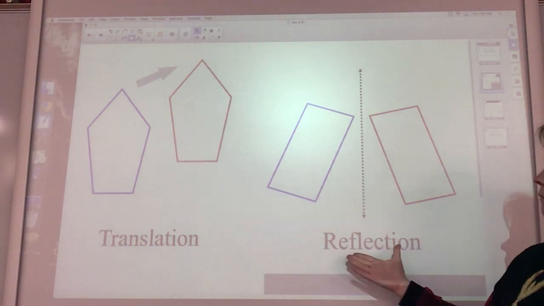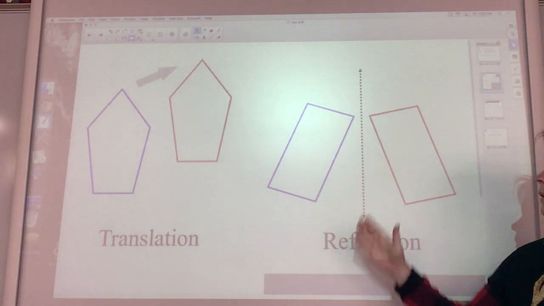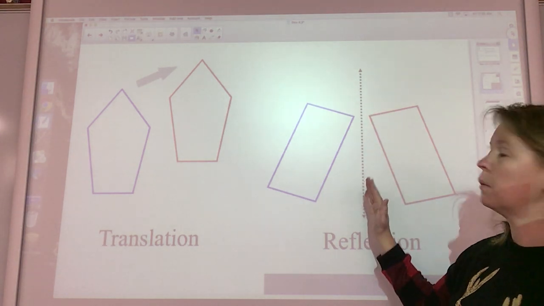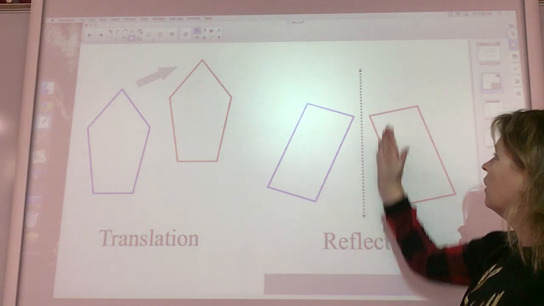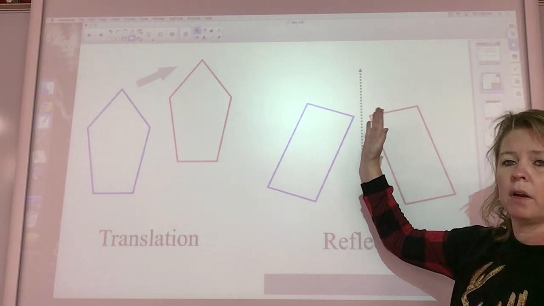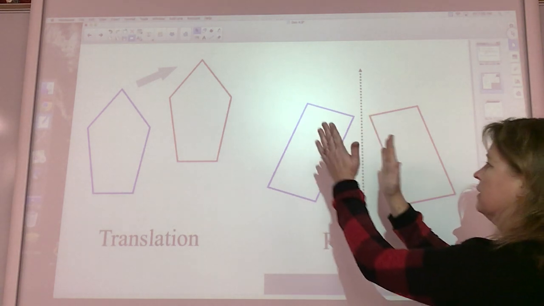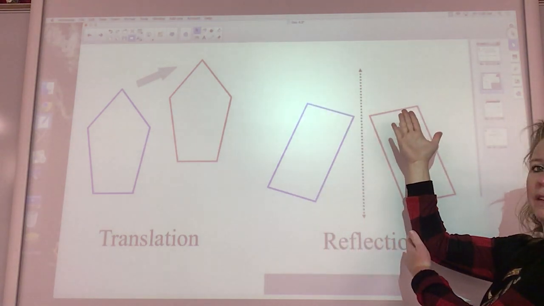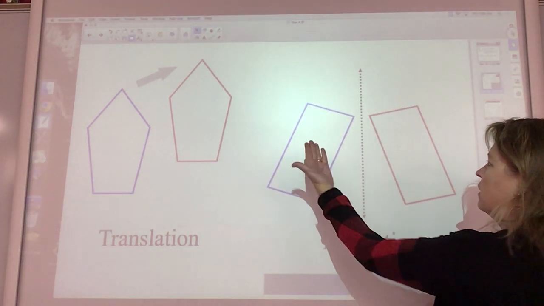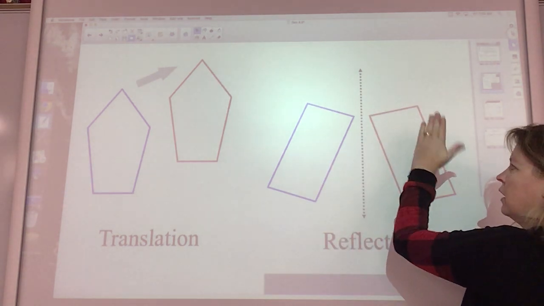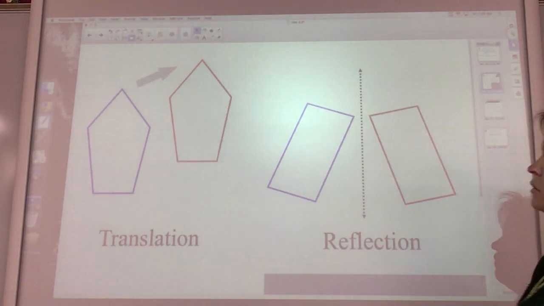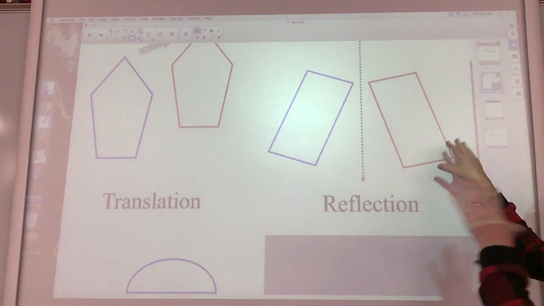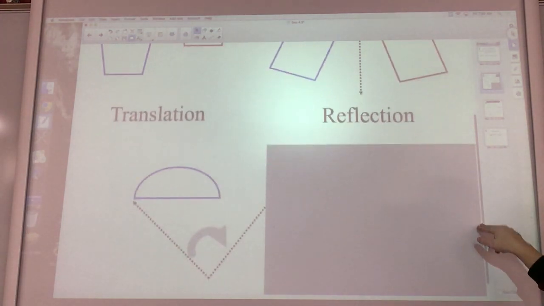Reflection, same idea as a reflection in a mirror. For a reflection, you have to have a reflection point, or in this case, a reflection line. Where are you reflecting it? What are you moving it over? So you're taking this blue figure and reflecting it over to the other side. Not just moving it to the other side, but actually turning it over and flipping it to the other side. So that is a reflection. But notice it is still the same size, same shape, same area.